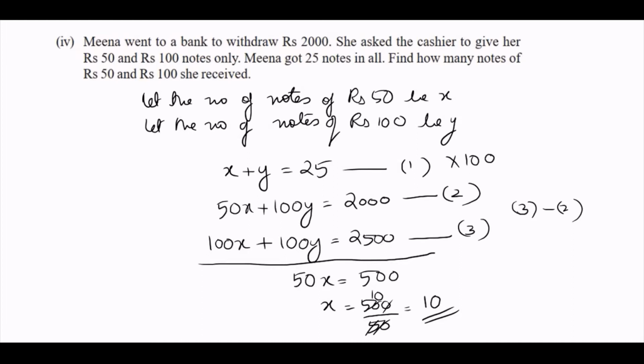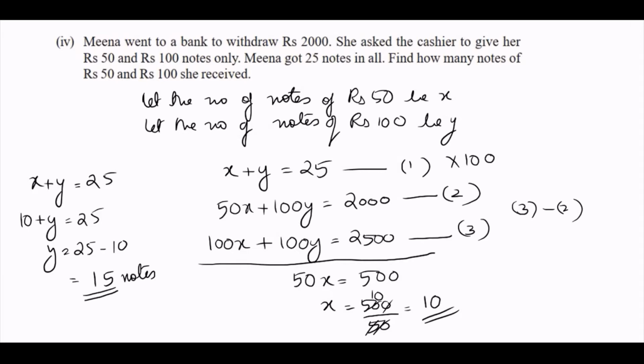Now substitute this x value in any one of the equations and get the y value. That is, in the first equation, when you substitute the x value, you get x plus y is equal to 25. So x is 10. 10 plus y is equal to 25. So y is equal to 25 minus 10, that is equal to 15. So the number of notes of rupees 100 is 15 and the number of notes of rupees 50 is 10.